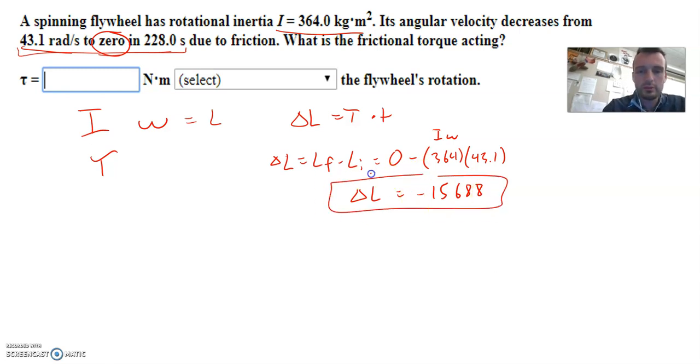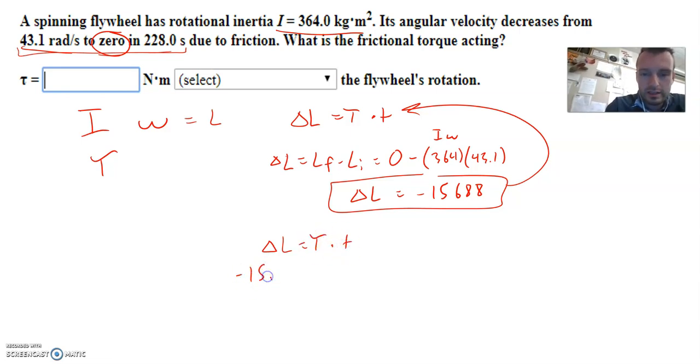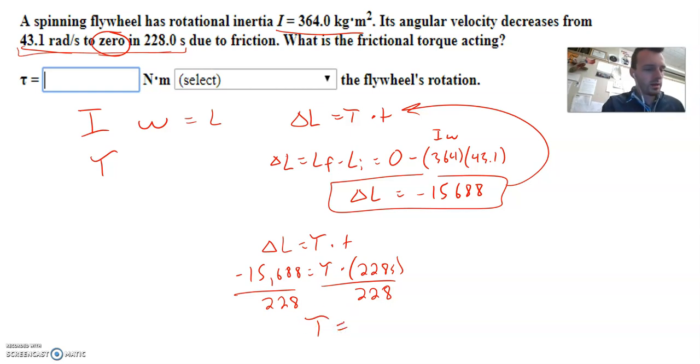All right, but we could bring that back to this equation, which is the angular momentum impulse equation, if you will. And so delta L equals torque times time. So we have this huge number, negative 15,688 equals torque times, okay, well, it was over 228 seconds, so it took a while. So that's good news because it's going to make this number a little less obnoxious here, 228, and our final net torque then would be 68.8 Newton meters of torque.